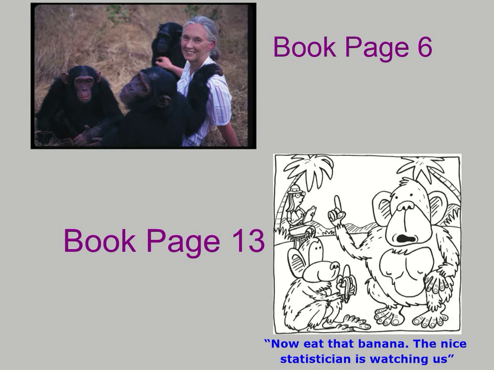And then if we think about what is an experiment, well, that talks about it on page 13. This cartoon goes with it and says, "Now eat that banana. The nicetician is watching us." And so what that's getting at is that in an experiment, there is involvement between the individual and whoever's running the experiment. We want to give them sort of a treatment so that we can record what happens. And so the purpose of an experiment, as the book says, is to study whether the treatment causes a change in the response.